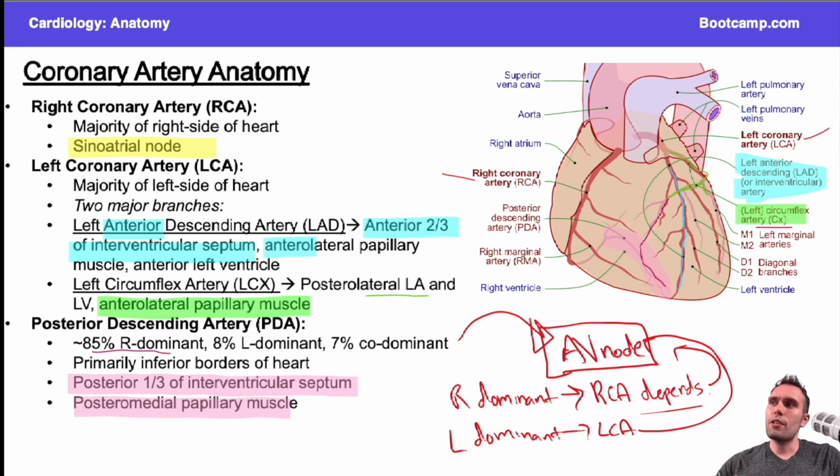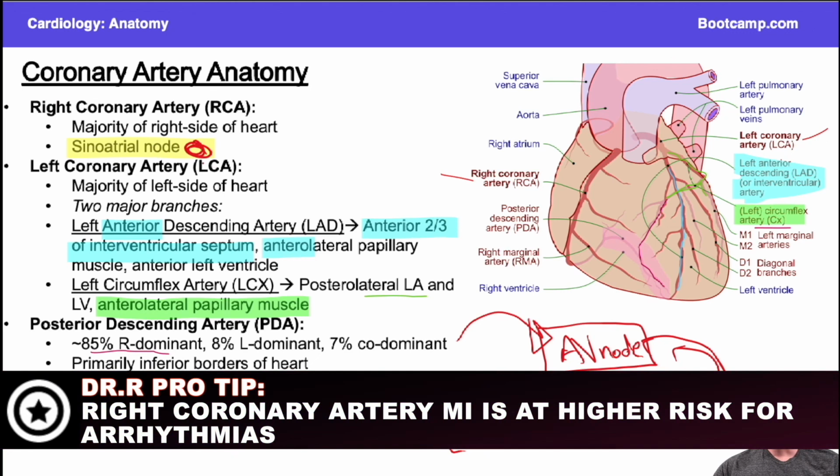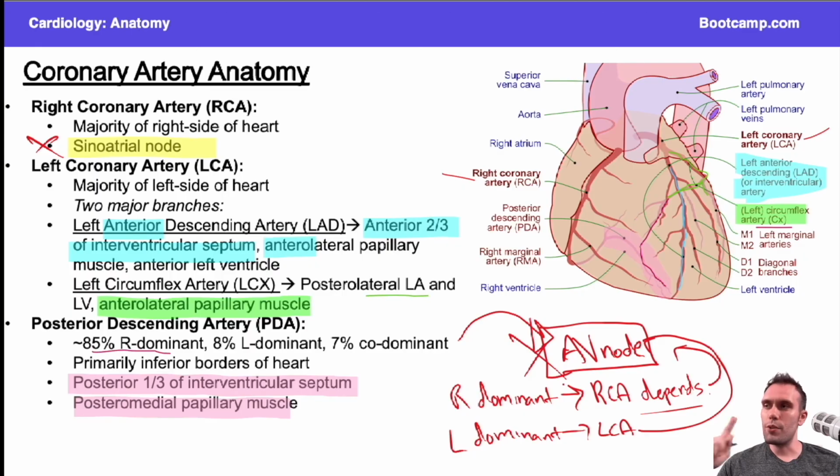And you can imagine, if you have an infarction to the right coronary artery, these patients are going to be at risk for arrhythmias. And you might be saying, well, why is that? Well, remember, the SA node is where we generate our action potentials that perform all of this electrical conductivity. If I have an infarction at the right coronary artery and knock out the SA node and potentially the AV node as well, that can predispose this patient to developing arrhythmia. So just something to keep in mind.